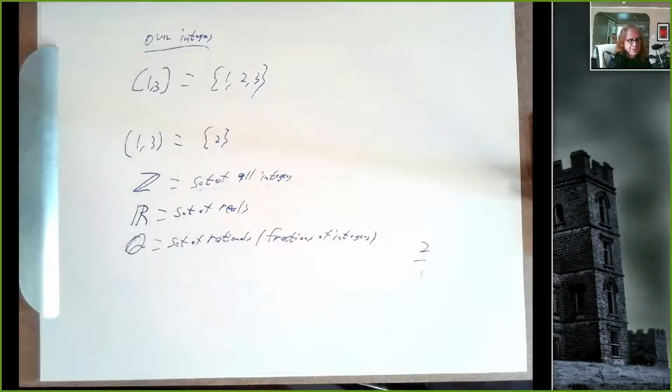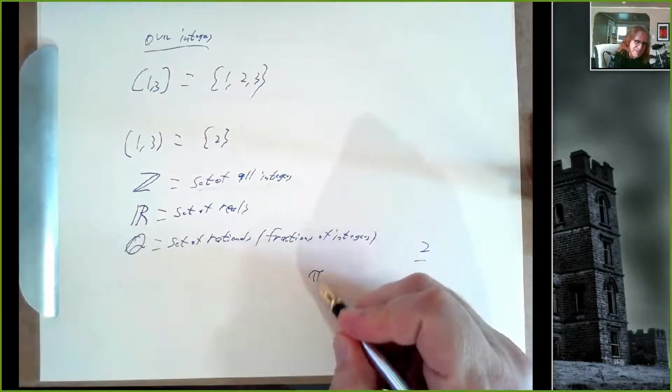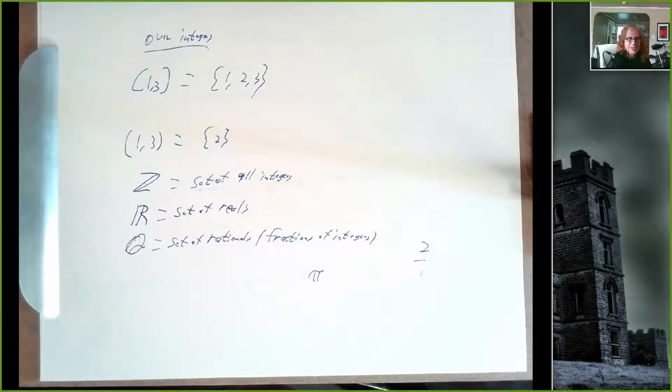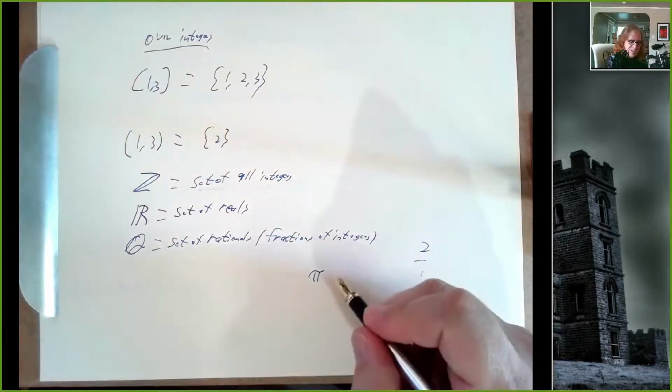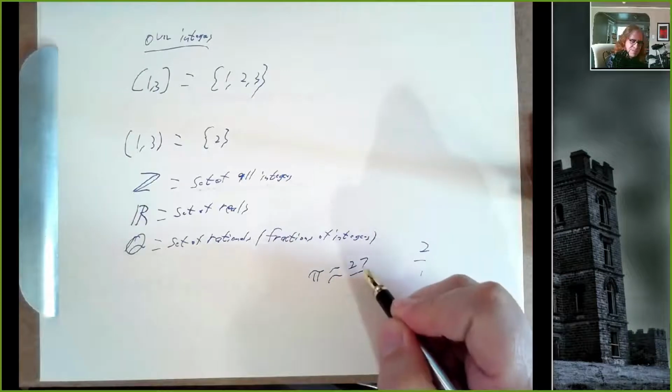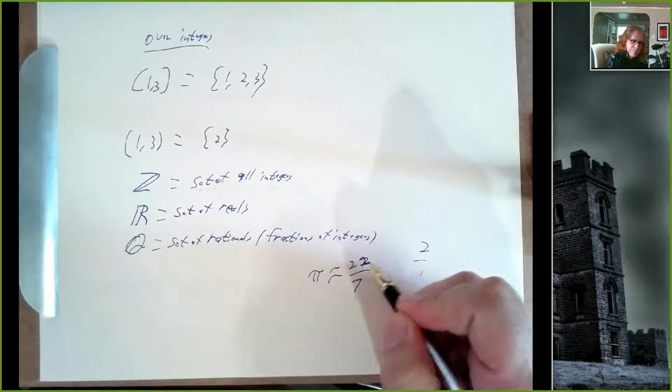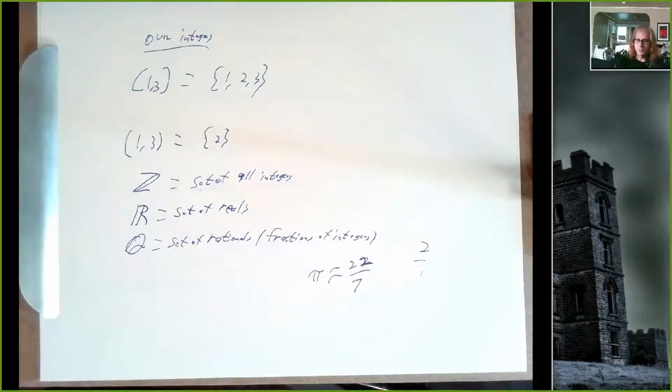But it turns out there are some real numbers that are not rational. Anybody know of one? Pi. So pi is definitely not rational. There's no fraction that's equal to pi. It's approximately 22/7. That gets you 3.1428. That's pretty close to pi, but it's not exact. And there's no exact fraction that's equal to pi.